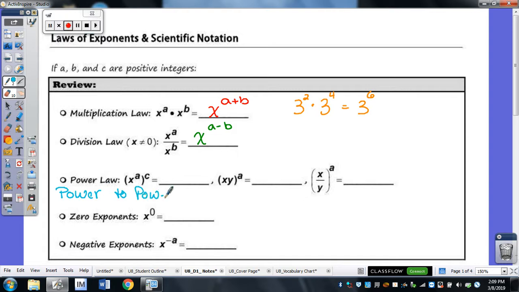Next one, our power law. A lot of teachers tend to refer to it as the power to power rule, because you have two exponents, an exponent that is raised to yet another exponent. So that's why it's power to a power. Does anybody remember what we do with those ones? Multiply them. So this would become x to the a times c.